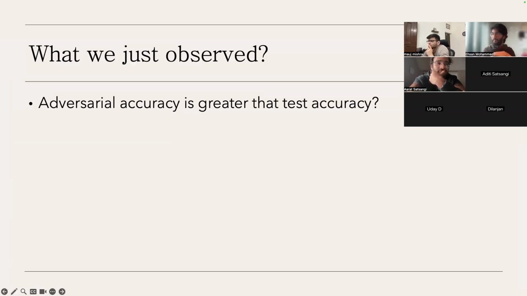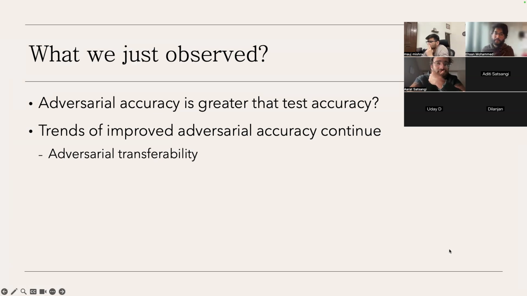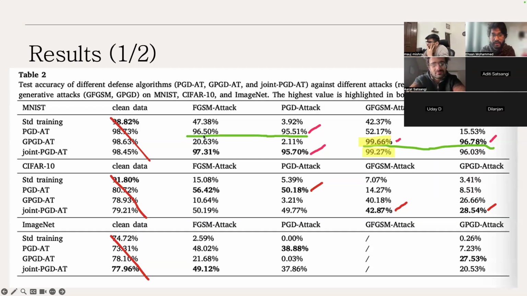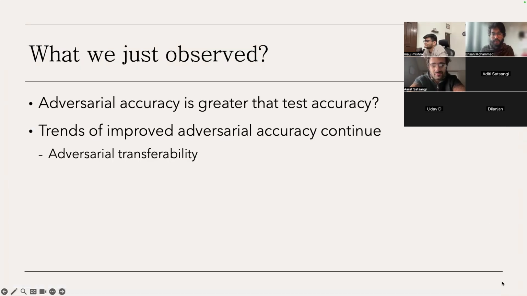So the accuracy on clean images, the decision boundary is now able to also become better. I just wanted to show that there are trends of improved adversarial accuracy that continue across attacks, which is called adversarial transferability. So here it is 96, here it is 95, here it is 99.66, here it is 96.78. This one is higher than this one because FGSM is easier than PGD, but they are essentially doing the same kind of attack.